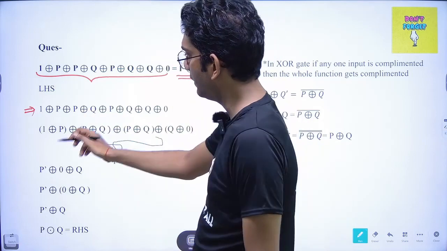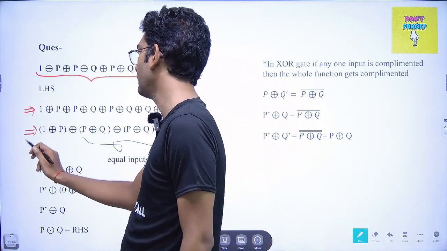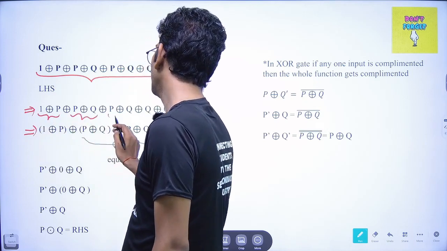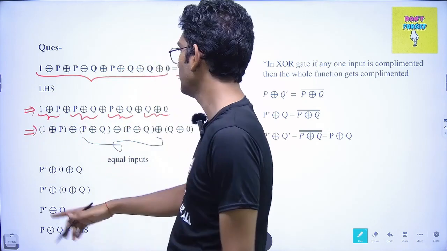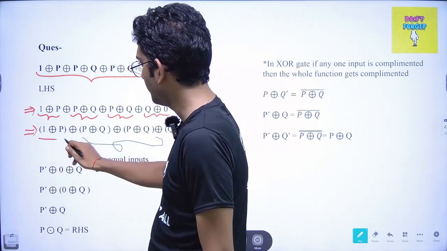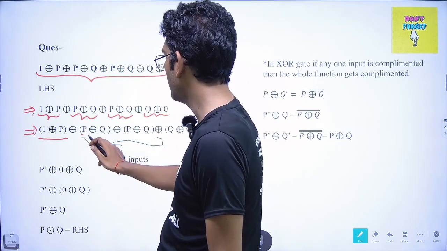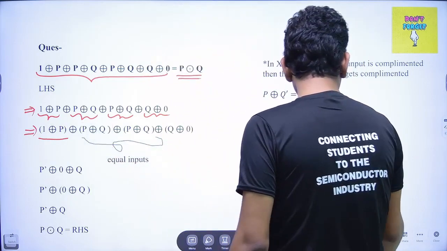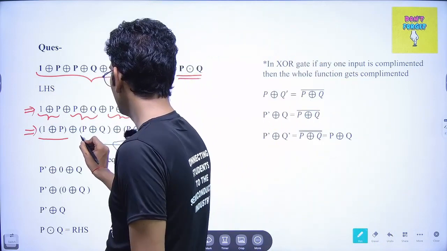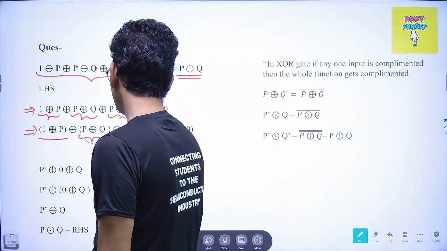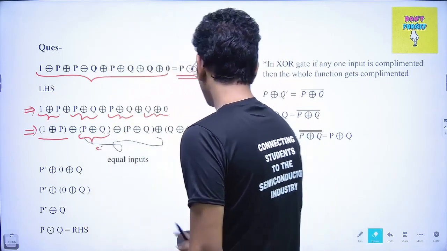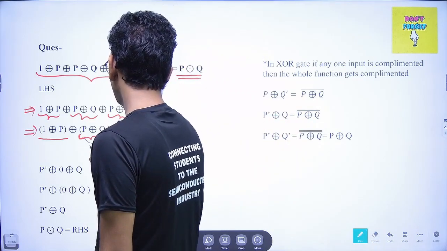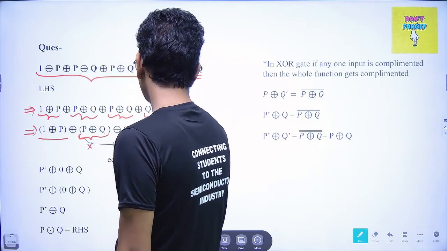Now in the next step, we have done the pairing. 1 XORed with P is one pair, and this is another pair. Fine. So now 1 XORed with P, simple. Now here we can see that P XOR Q, we can assume this as, for example, say X. So this is also X.